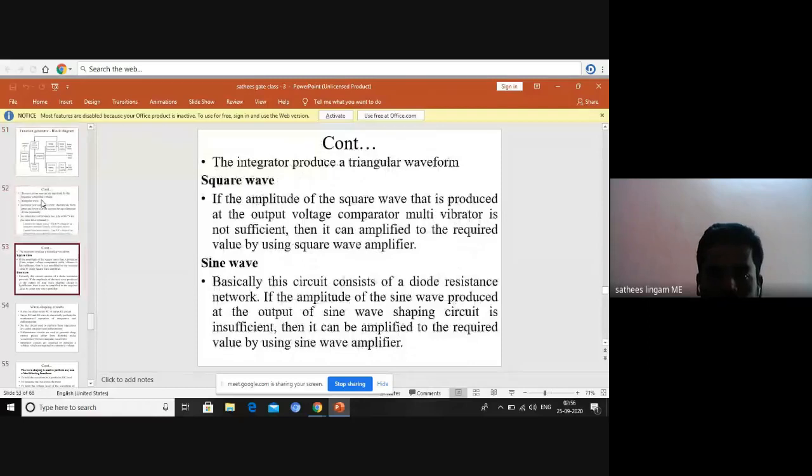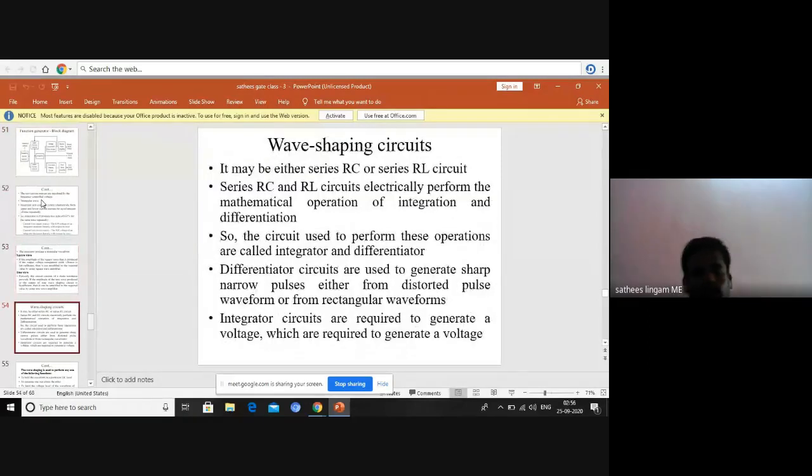Now the wave shaping circuits, that second module, is also one of the topics in our discussion. It may be either a series RC or a series RL circuit. Then the series RC and RL circuits become an integrator and a differentiator. If you want to create a circuit like an integrator and differentiator. Okay, integrator means what?